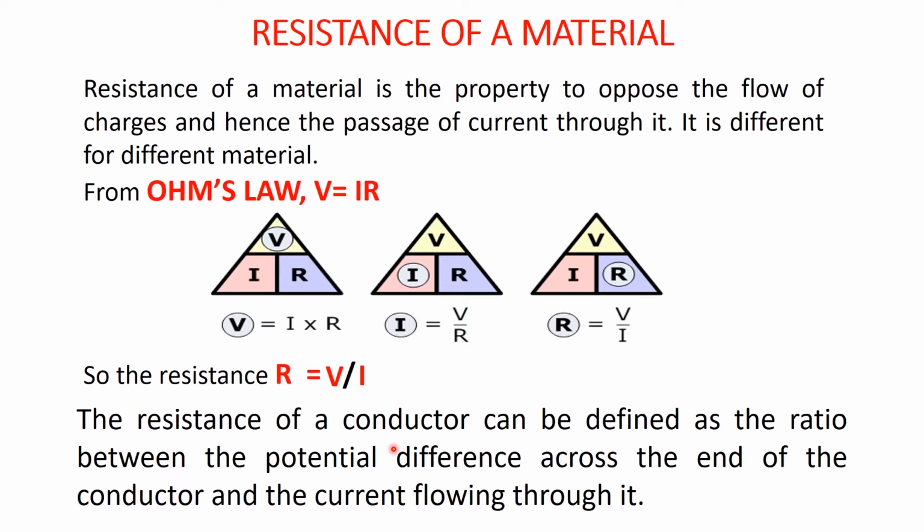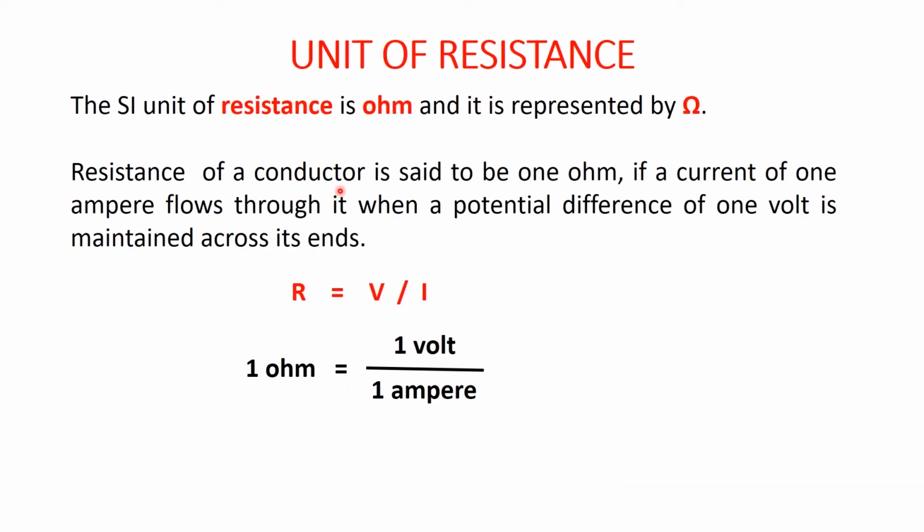The resistance of a conductor can be defined as the ratio between the potential difference across the ends of the conductor and the current flowing through it. Is it clear, students? Okay. We know that every physical quantity must have a unit, right? So the SI unit of resistance is ohm, named after Georg Ohm, who conducted the experiment, and it is represented by this symbol.